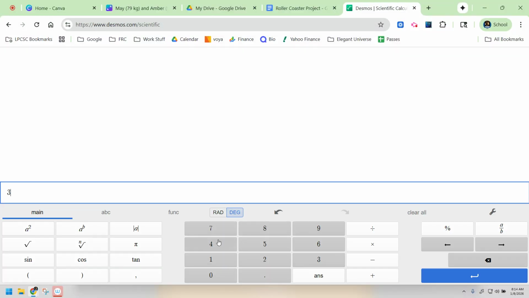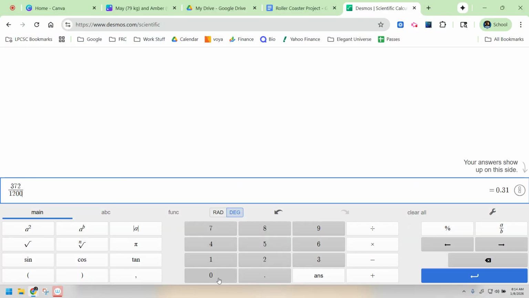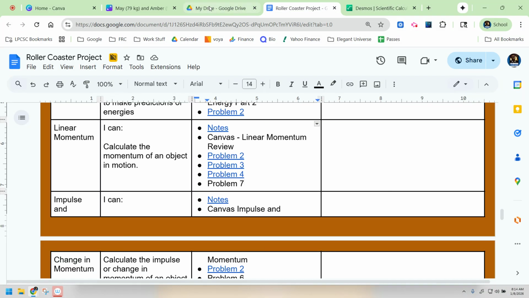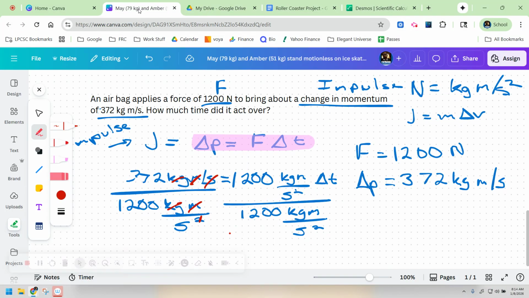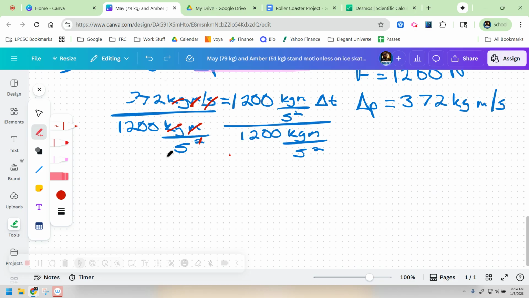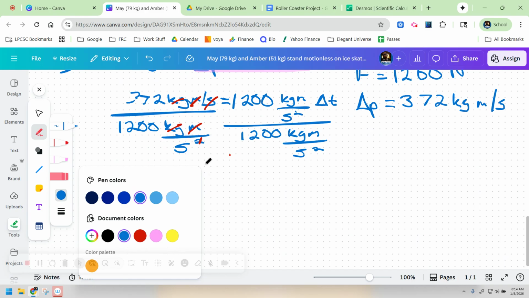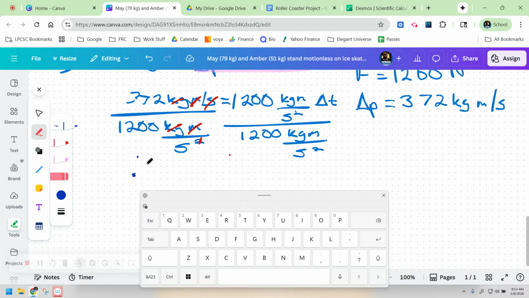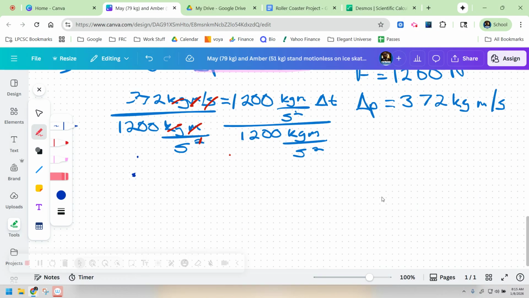So I'm going to say 372 divided by 1,200, hit enter, and I get 0.31. So I'm going to get 0.31 seconds. And then everything over here cancels except for delta t.